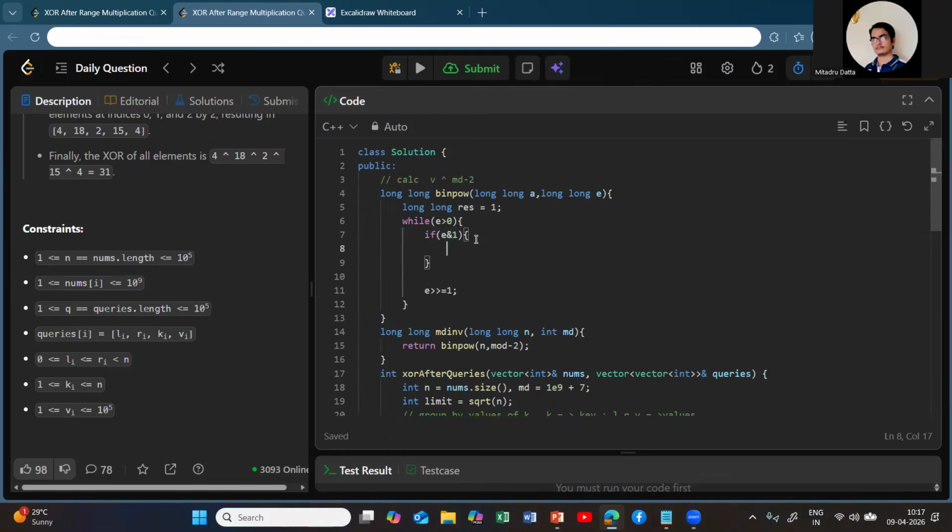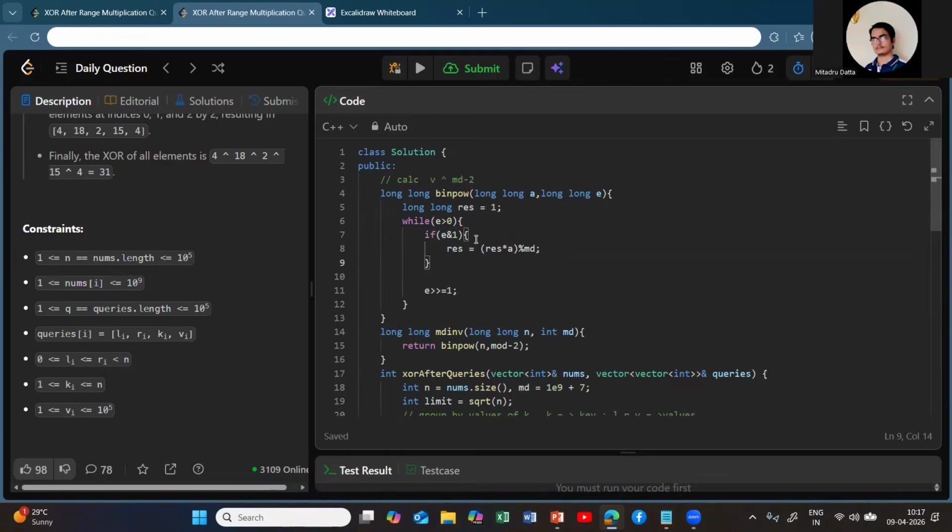So if you have a set bit, you update your result with this A, modulo, and this is also result, and A is anyways long. So no problem with that.